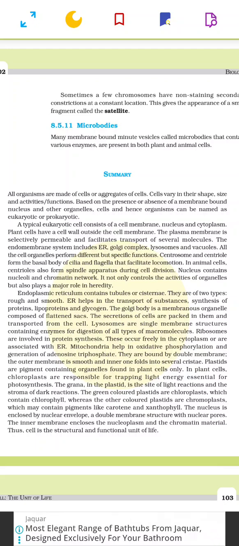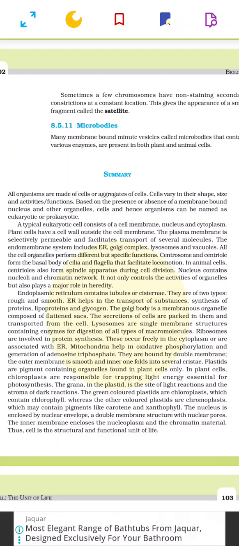Lysosomes are single membranous structures containing enzymes for digestion of all types of macromolecules. Ribosomes are involved in protein synthesis. These occur freely in the cytoplasm or are associated with the endoplasmic reticulum. Mitochondria help in oxidative phosphorylation and generation of adenosine triphosphate. They are bound by double membrane. The outer membrane is smooth and the inner one folds into several cristae.